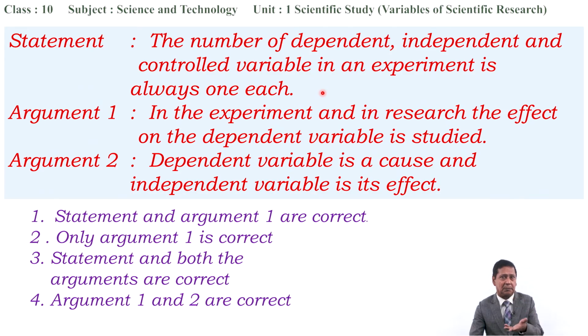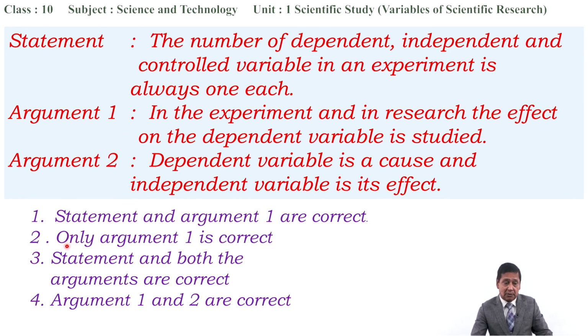I told you about the growth of the plant and its relation with the availability of water. At that time, the condition of the sunlight and the condition of the fertilizer should be controlled. I told you about this also in the previous example. Here we have 2 other variables also which are controlled variables. That's why this statement is not correct, because the control variable may be 1 or more than 1, but the dependent and independent variable is always one each. That's why this option is incorrect. We don't have to see this because the statement is incorrect.